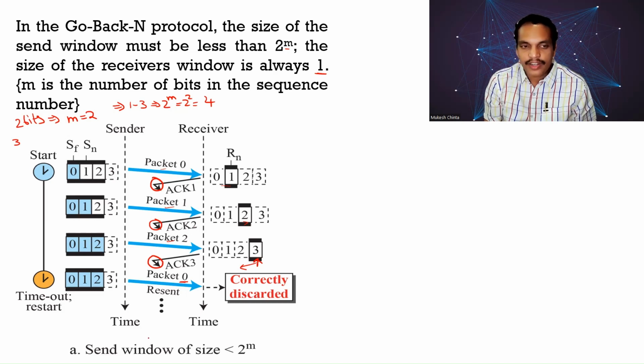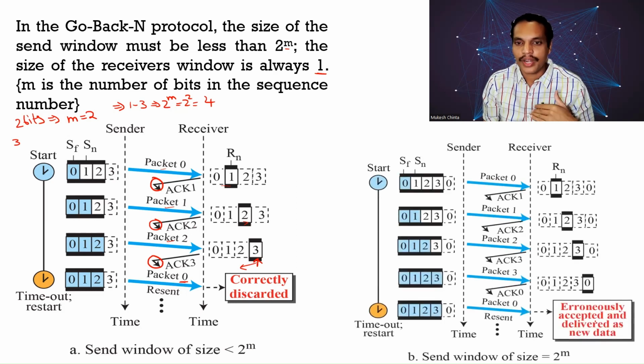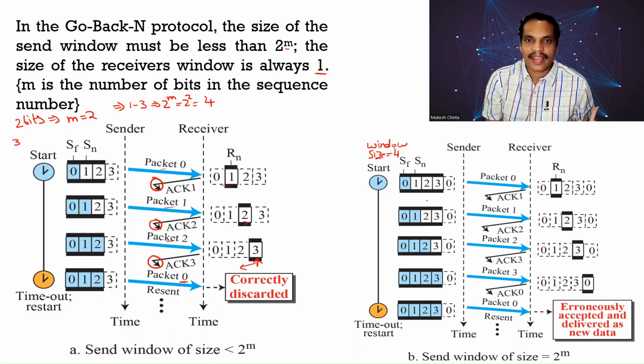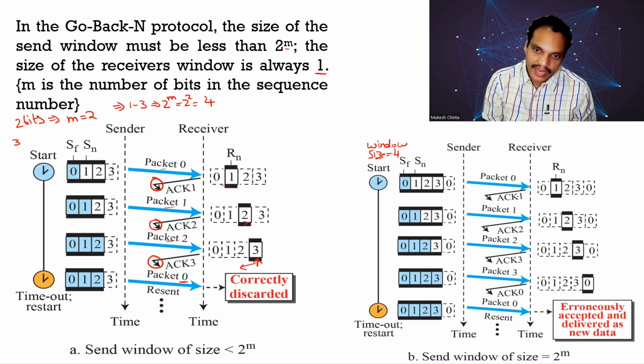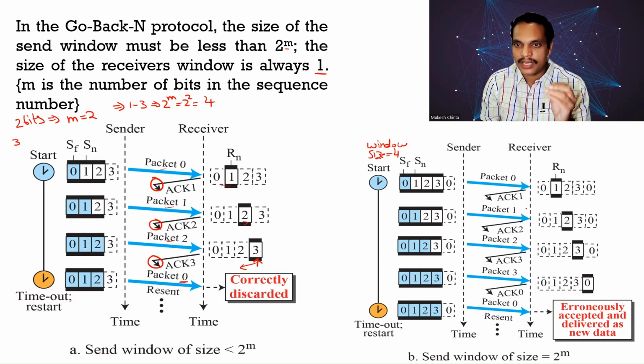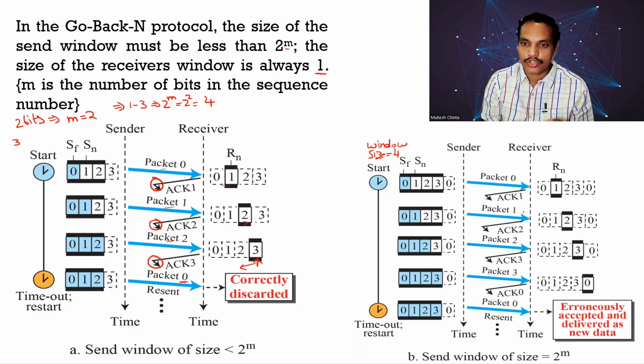This is the case when you have selected a sender's window size of less than 2 power m. Let me show you the other way around. Assume you can take any sender window size. In this case, I have selected a window size equal to 4. So my sender can have 4 frames at any given point of time. It sent packet 0, packet 1, packet 2, packet 3. Once again, let us assume that all these frames have been received correctly at the receiver, but unfortunately, all the acknowledgements are lost.